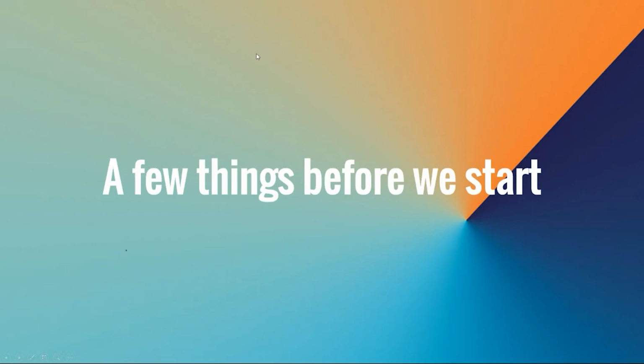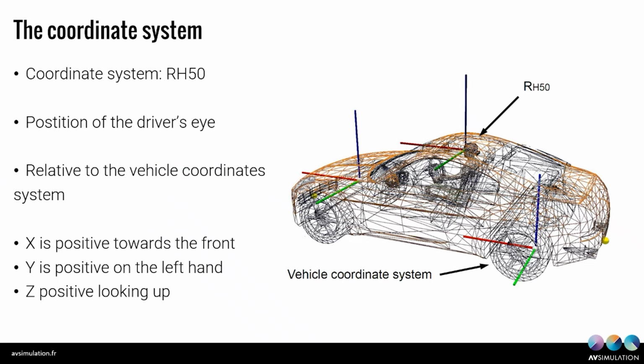So a few things before we start the actual configuration of the rendering module. I wanted to talk to you about the coordinate system in order to make you understand really how the configuration will go. So the coordinate system of the visual renderer is referenced as the RH50 coordinate system. The origin of this coordinate system is the position of the driver's eye.